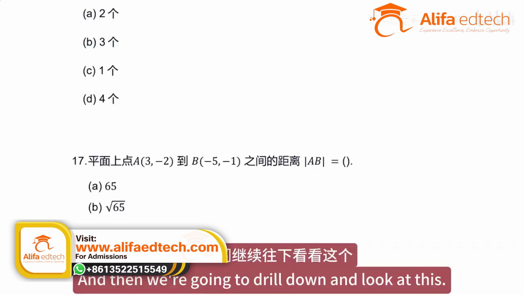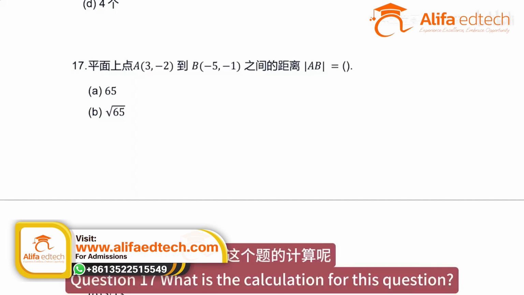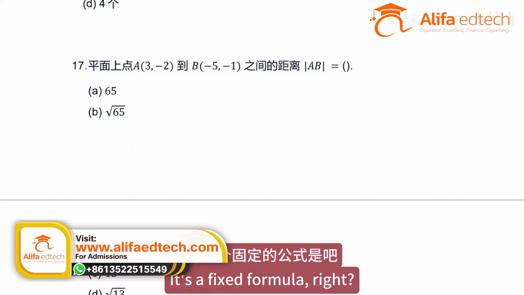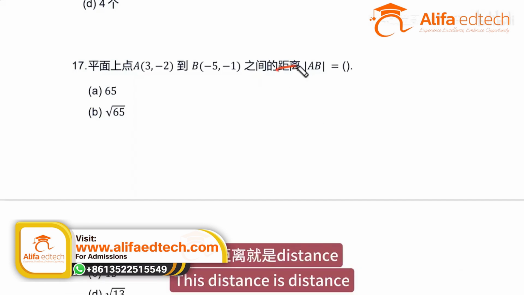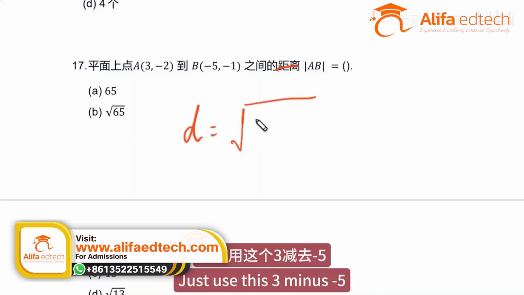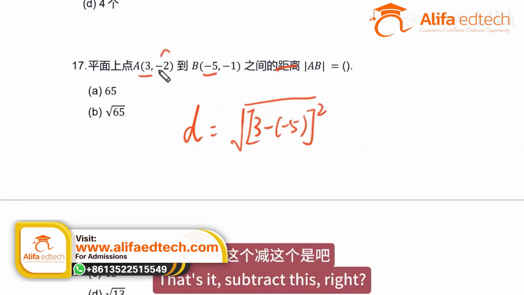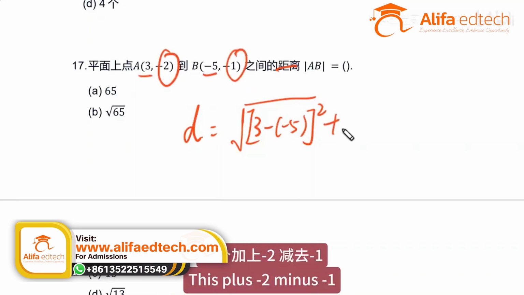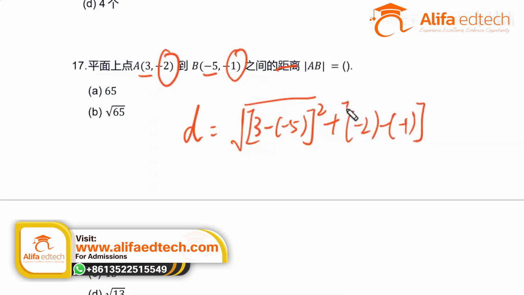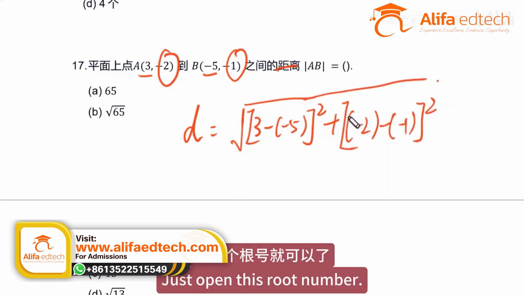Now let's continue to look further. Let's look at question 17. For question 17, the calculation uses a fixed formula, right? This distance is just distance. So when we calculate this distance, we use 3 minus negative 5. Then here we square it, right? It's just this minus this, right? And then use this minus this plus negative 2 minus negative 1. Then square it here, right? Then just take the square root.